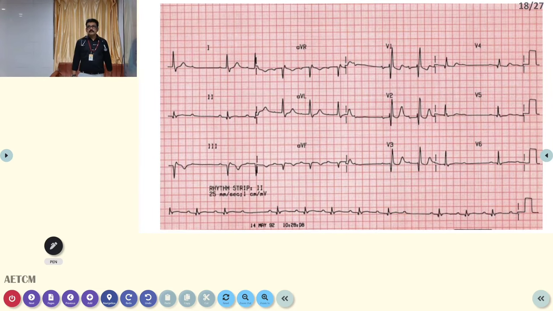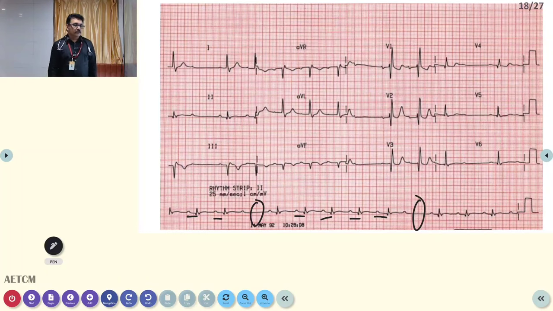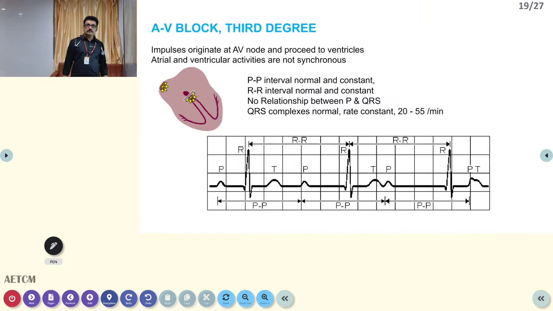Now in this ECG, what you are seeing is, here the PR interval is okay, PR interval is okay, one QRS complex is missing. PR interval is okay, okay, okay, okay, one QRS complex is missing. So that is Mobitz type 2, second degree heart block.